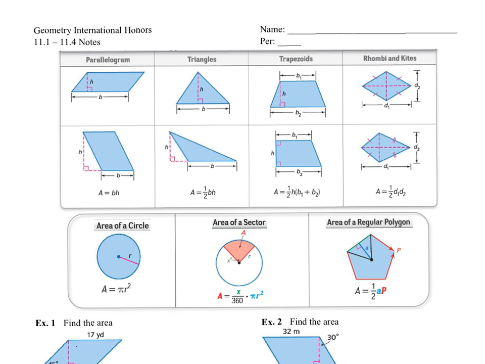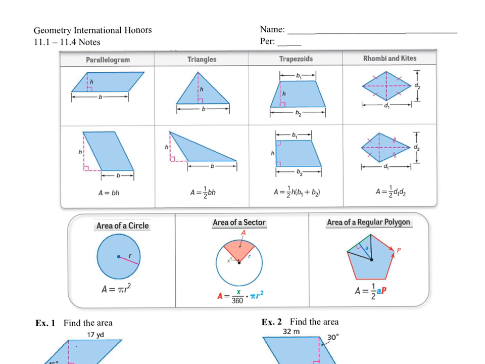Welcome to this video version of 11.1 to 11.4 notes. What I'm going to do is just briefly introduce you to some formulas for the areas of polygons and then work through the examples. You are welcome to fast forward through the examples that you don't need help on, and then of course you can always pause and rewind those examples that maybe you found more difficult.